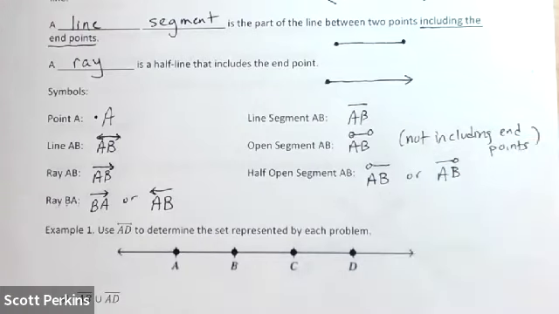Okay, so the symbolism hopefully is pretty straightforward. You're just putting the open circle on the end that's not included. Okay, so those are the common things that you'll see. That's what we're going to play around with here for the rest of our section as we do things with it.